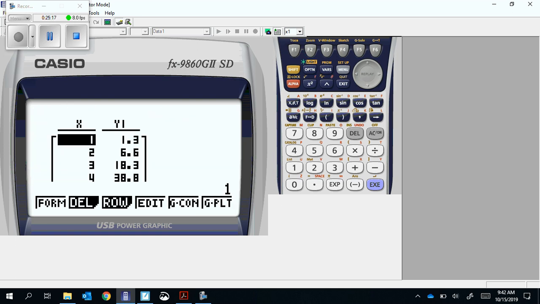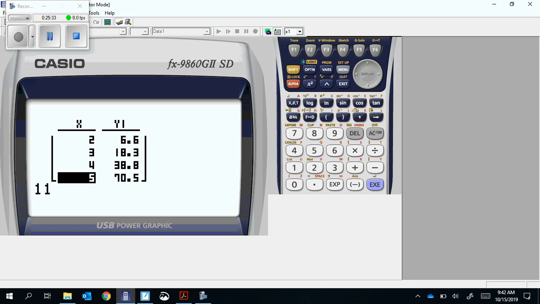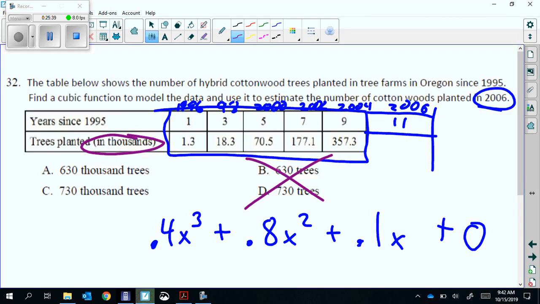So here's our table, and you can see the numbers that we had, like 1, 1.3, 3, 18.3. That's from the table directly. That's written right there. We just want to know what you get when you go down to 11. Type in 11. You get 630.3. So it is A. 630,000.